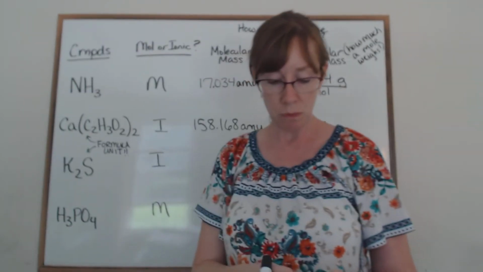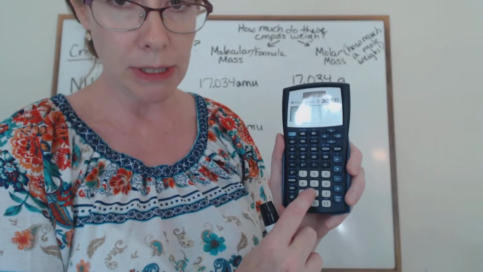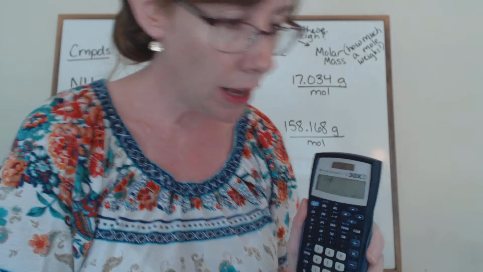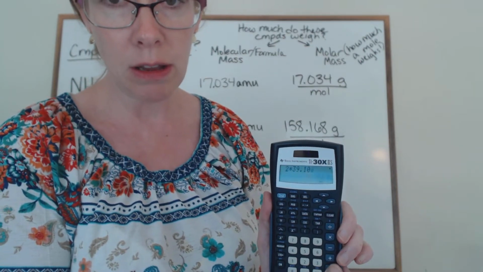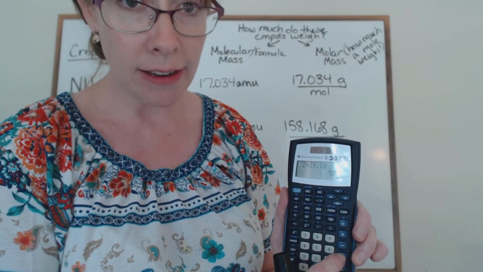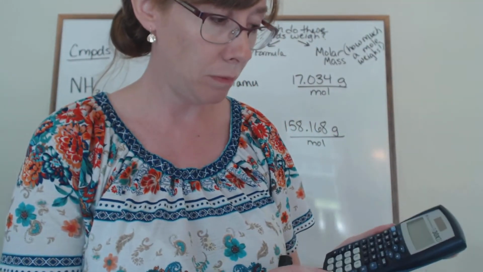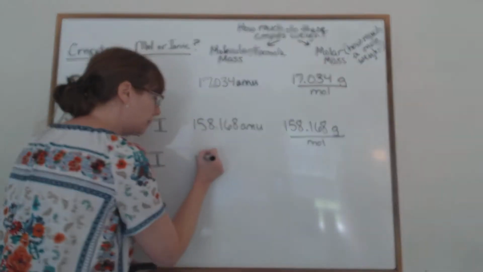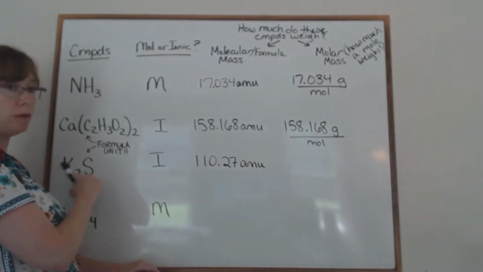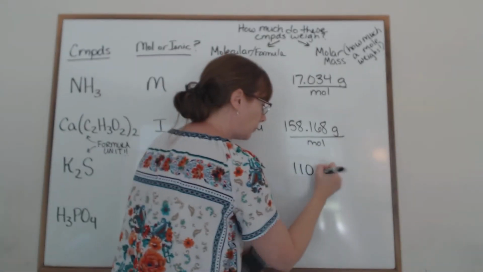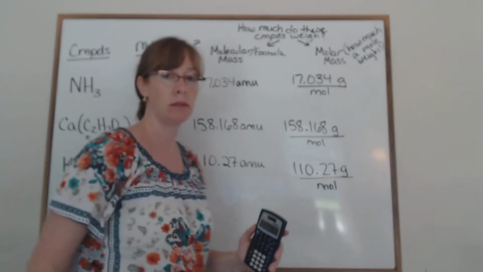K2S. I've got 2 potassium. So with this one, I'll just enter it a little differently. Why not? I'll show you a couple different ways to do it. 2 times potassium, 39.10. And then I just press enter. This is just another way to do it. And then I'm going to add a sulfur, 32.07. And I'm getting 110.27 AMUs, if you're talking about just one of these formula units, 110.27 grams per mole if I'm talking about it as a molar mass.